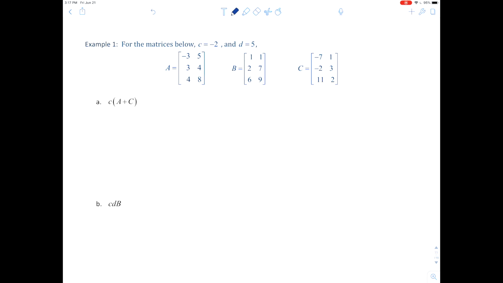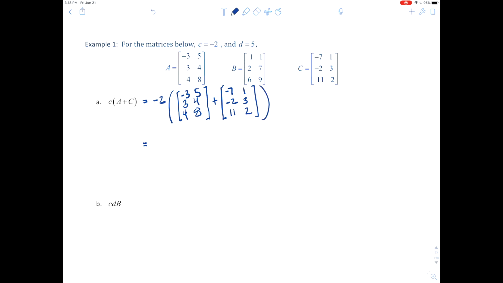So for our first one, I like how it's written. I think that grouping A plus C, those matrices, will be good. So this will end up being C is -2, right? And then we'll have matrix A, which is -3, 5, 3 across, then 4, 4, 8, plus C, which is -7, 1, -2, 3, and 11, 2.